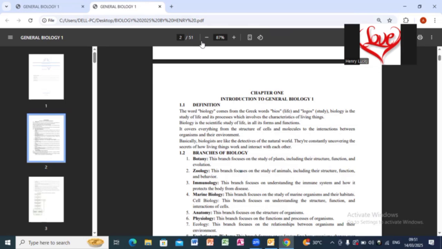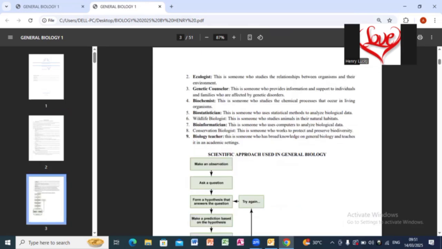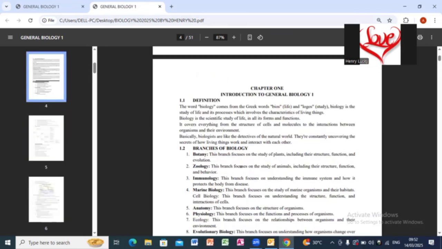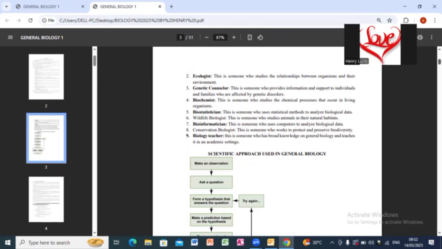Biology has numerous branches: botany, zoology, immunology, microbiology, anatomy, physiology, and even hematology, evolutionary biology, genetics. These are branches of biology. Then we have scientific approach used in biology. Now, what is scientific approach? Scientific approach helps us in our research, whether in a medical field or in an academic environment.